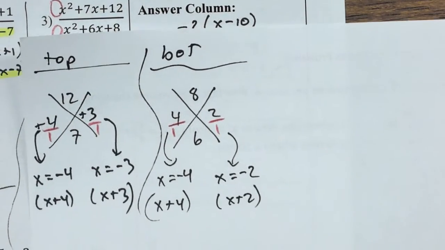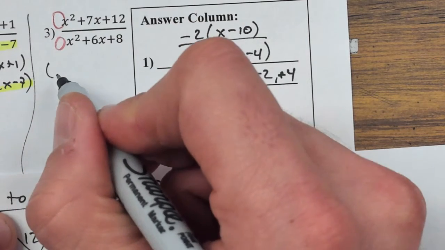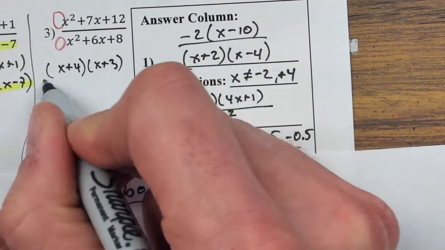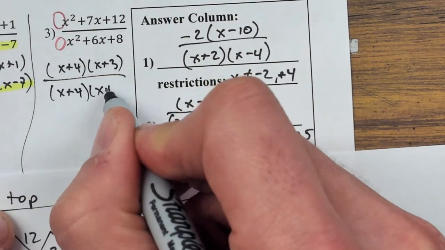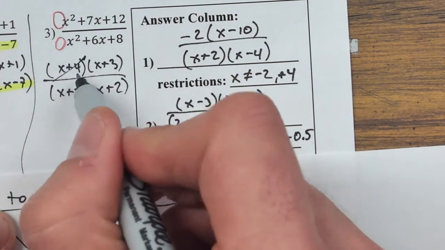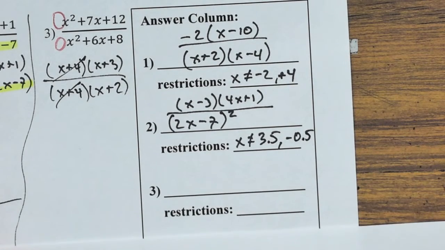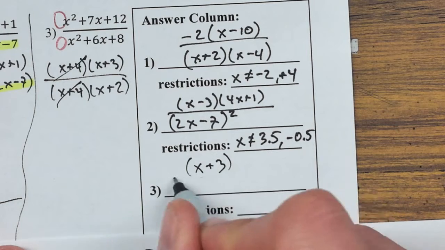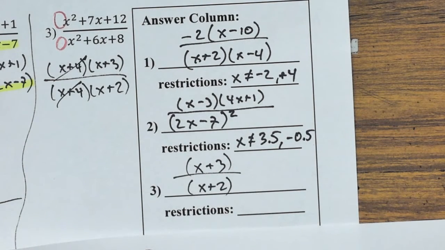So I'm going to take that work and I'm going to rewrite the front page. So the top becomes x plus 4, x plus 3, and the bottom becomes x plus 4, x plus 2. Okay, anything on the top and the bottom that can cancel? Sure. And so our final answer for number 3 is going to be x plus 3 on top and x plus 2 on the bottom by themselves because the x plus 4 is canceled.